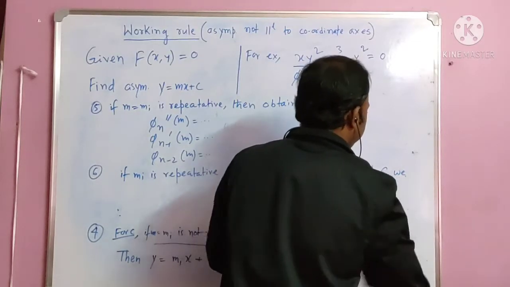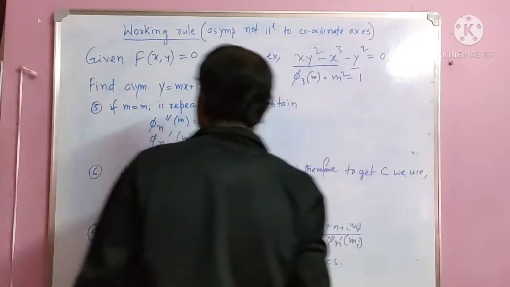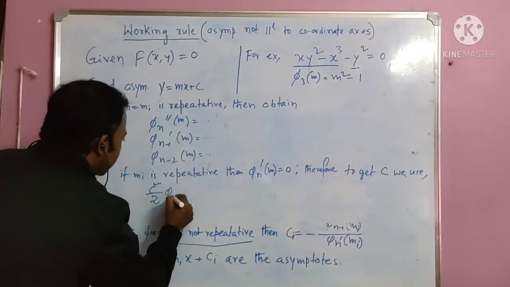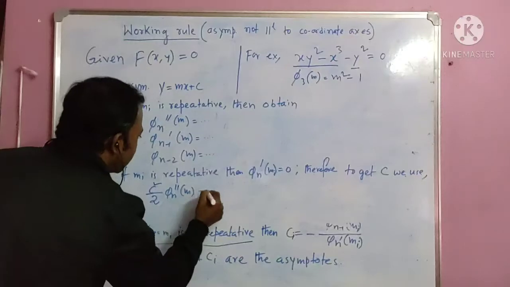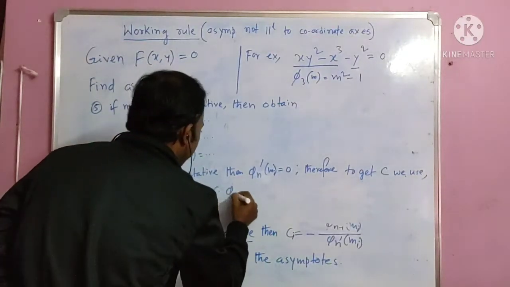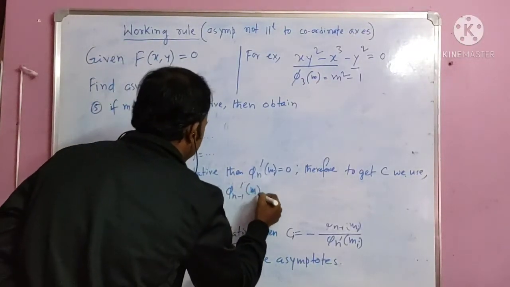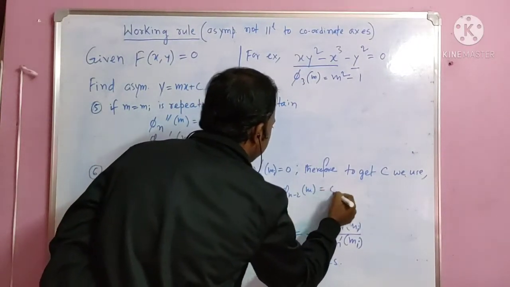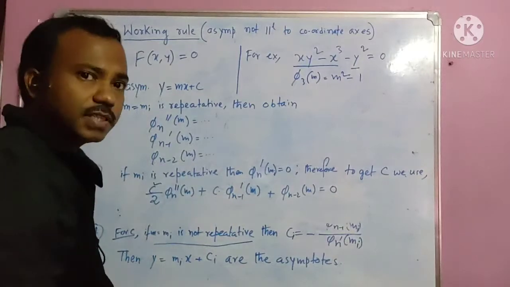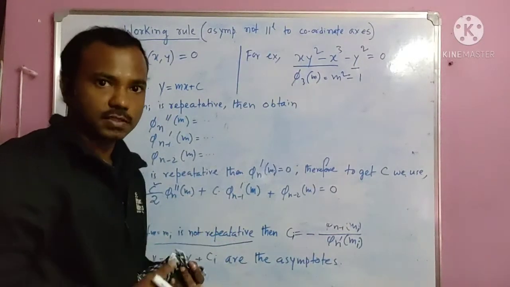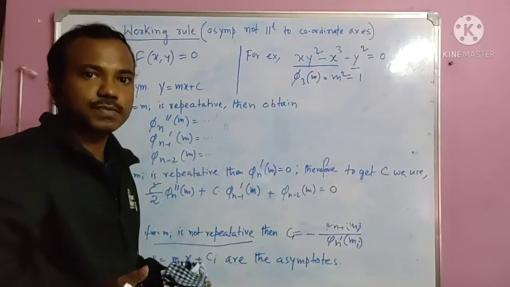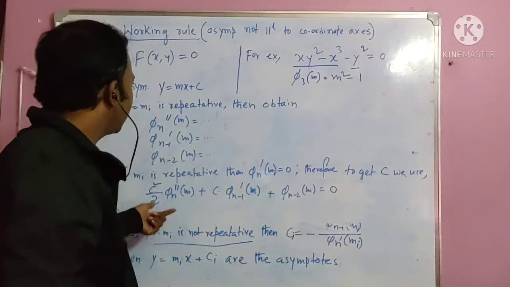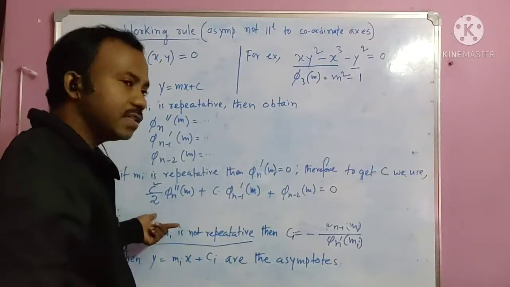We use the following formula. Which one? The following formula is C square by 2 phi n double dash m plus C into phi n minus 1 dash m plus phi n minus 2 m is equals to 0. With this formula, we can get the value of C. Since we have given the values of M, there is nothing else to calculate because we already have M and now we get C.